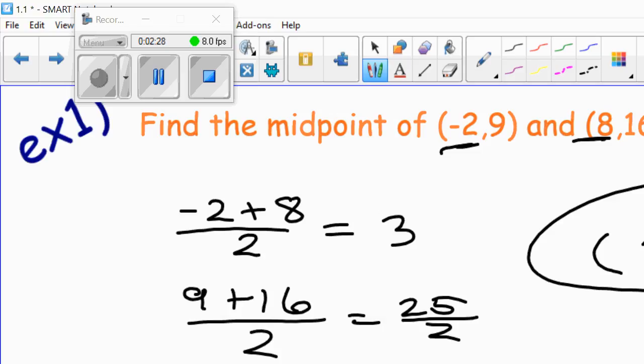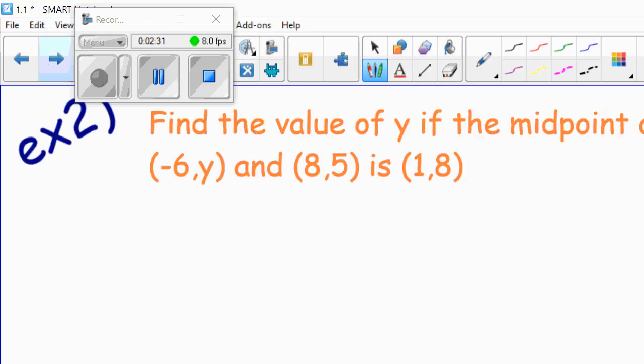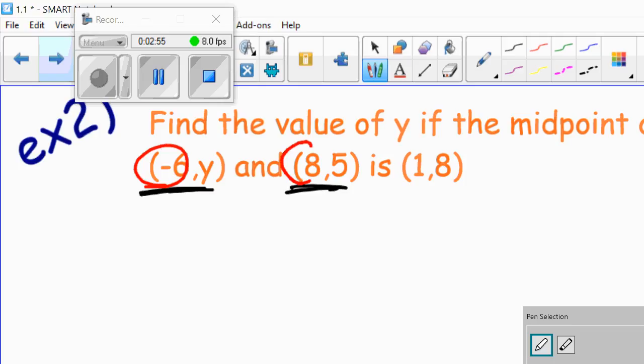Now I'm going to give you a similar question, but changing it up. I want to find the value of y if the midpoint of these two is this. So I'm giving you the midpoint. We're kind of working backwards. What did we start with? Well, let's check. I only need to worry about the y, but let's check the x's just to be sure. -6 plus 8 is 2. Divided by 2 is what? That's correct. We're just kind of double checking. So that's what we're going to do for the y's.